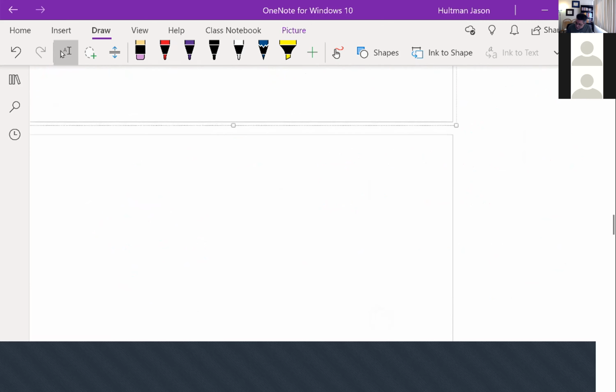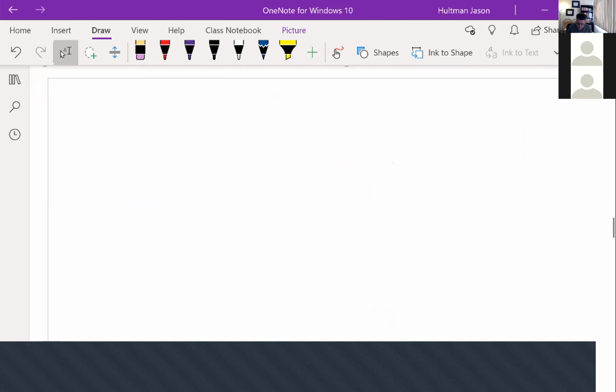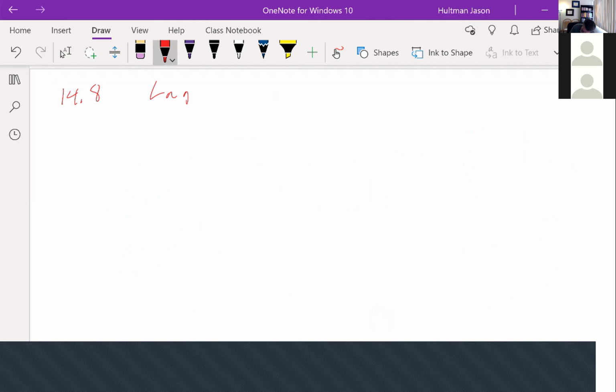Okay, let's get into something a little funner. Okay, let's talk about Lagrange multipliers. Okay, 14.8. Lagrange multipliers.